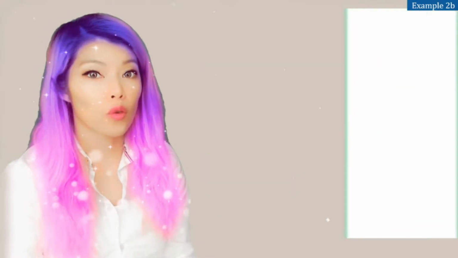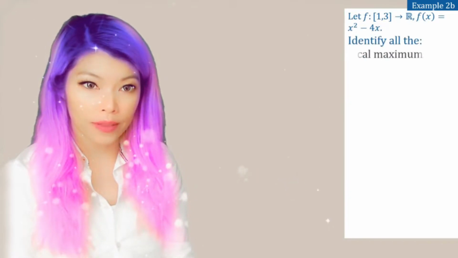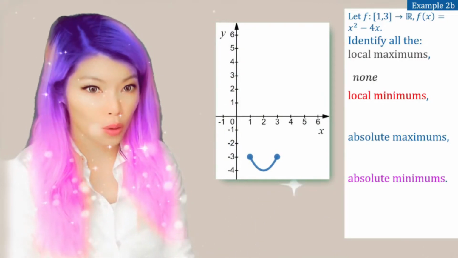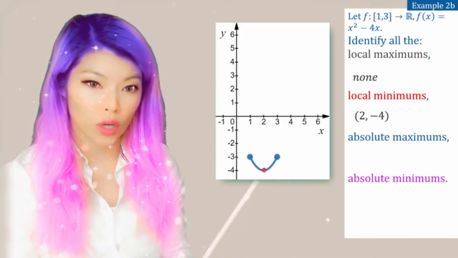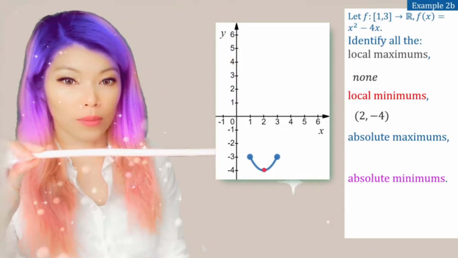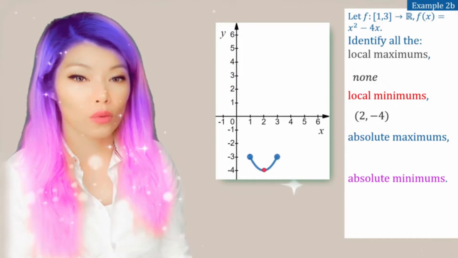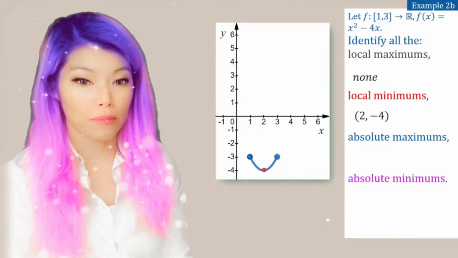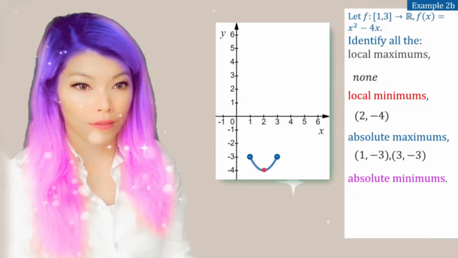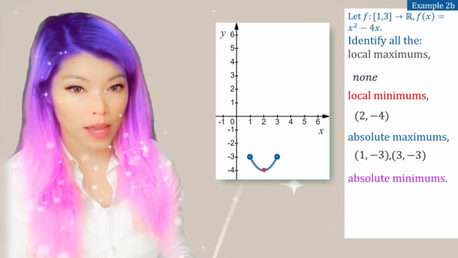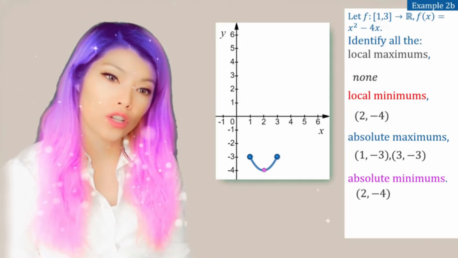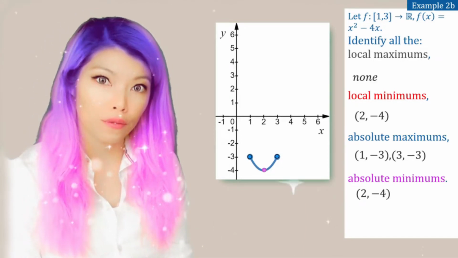What if we did the same graph but we change the domain to [1, 3]? Now the graph will look something like so. And we can see again, we don't have a local maximum and we do have a local minimum at (2, -4). But now we do have an absolute maximum, or the Y value over there. So the absolute highest Y value happens at (1, -3) and (3, -3). So the absolute maximum, the highest Y values, are those two points over there. The absolute minimum is the same as the previous question 2A, which is (2, -4).